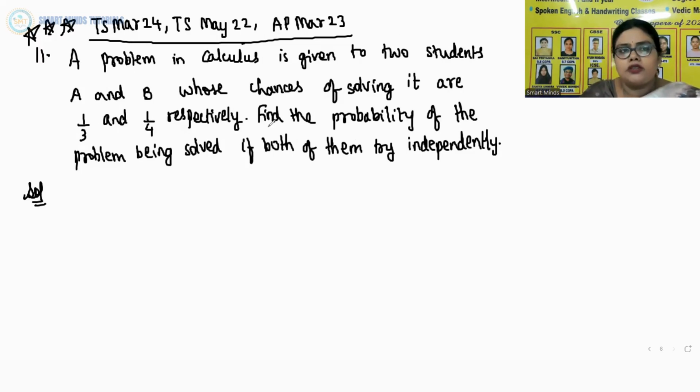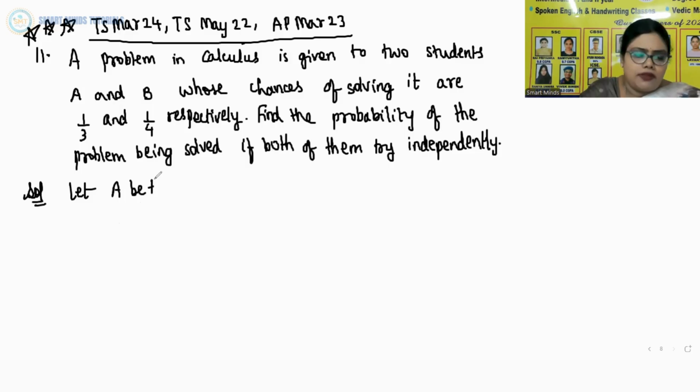Now take this question. This is very, very important. Recently appeared in TS March 24, AP May 23, and TS May 22. So the question is, a problem in calculus is given to two students, A and B, whose chances of solving it are 1 by 3 and 1 by 4 respectively. Find the probability of the problem being solved if both of them try independently. So let's see how do we proceed.